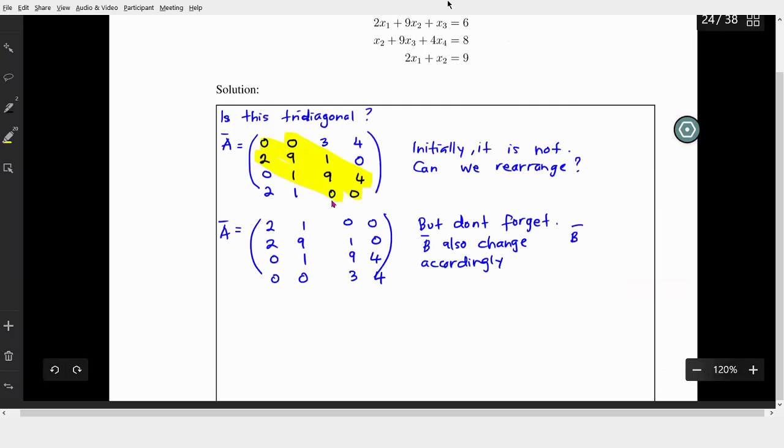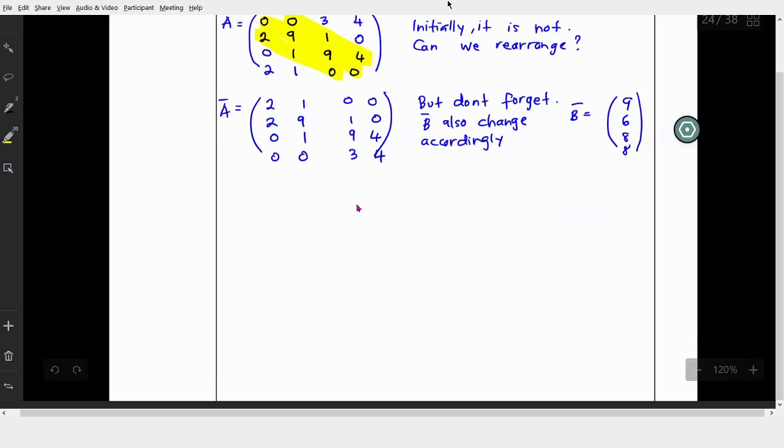So your B is supposed to be the corresponding B for the first row, which is 9. So you look for 2, 1, 0, 0, and the B is 9. And then change accordingly. Second row is 6, third row is 8 and 8. So that is your B. Now we can have our table.